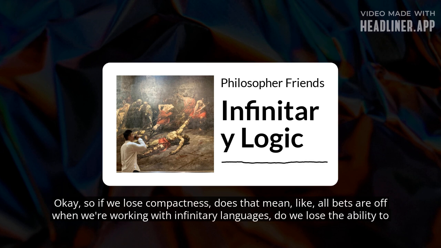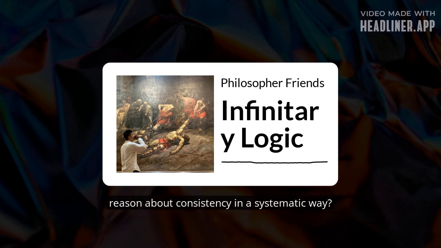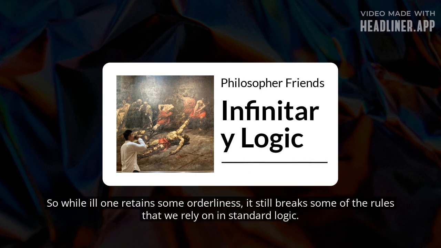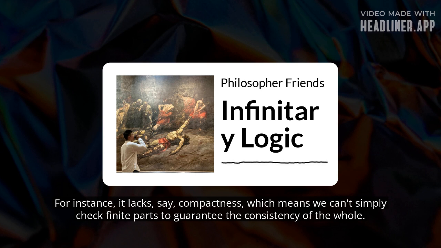Okay, so if we lose compactness, does that mean all bets are off when we're working with infinitary languages? Do we lose the ability to reason about consistency in a systematic way? Not necessarily. There are still ways to make sense of consistency and find pockets of local compactness, but it requires more sophisticated tools and techniques. So while L∞ω1 retains some orderliness, it still breaks some of the rules that we rely on in standard logic, right? For instance, it lacks compactness, which means we can't simply check finite parts to guarantee the consistency of the whole.